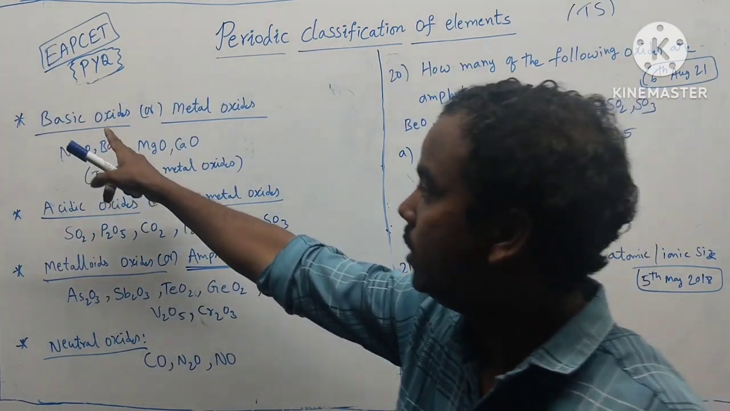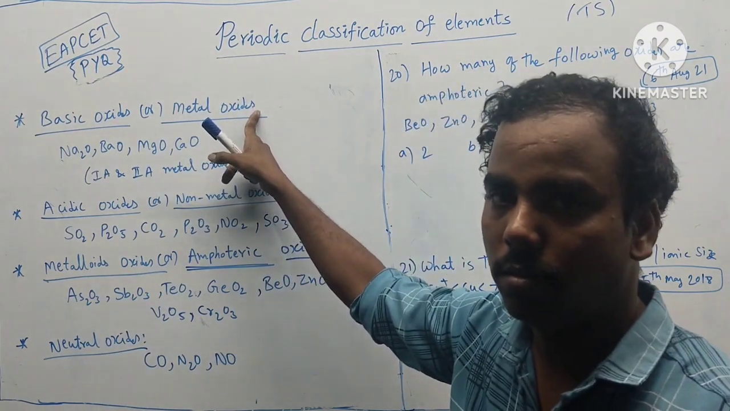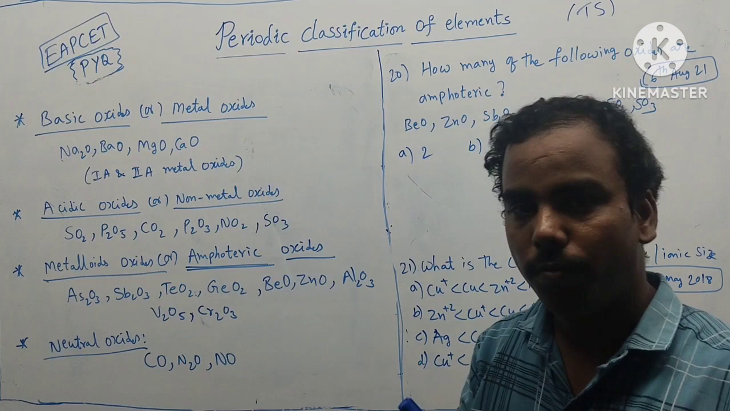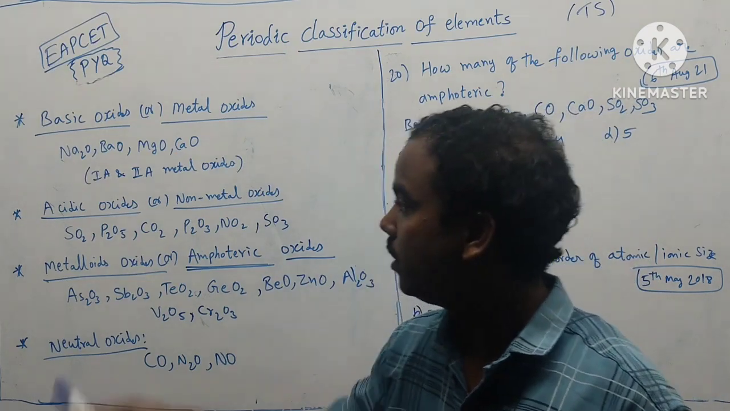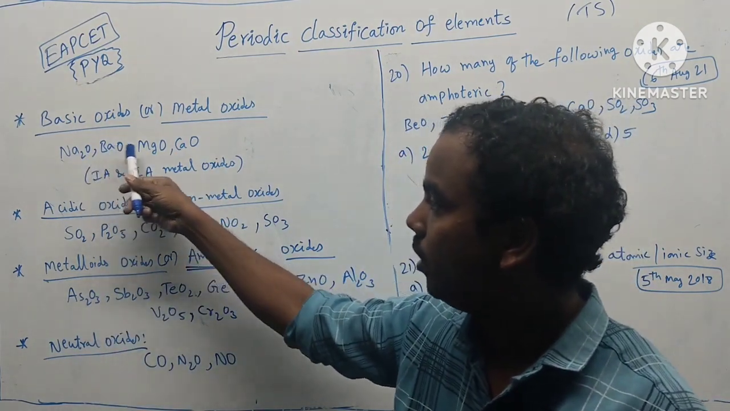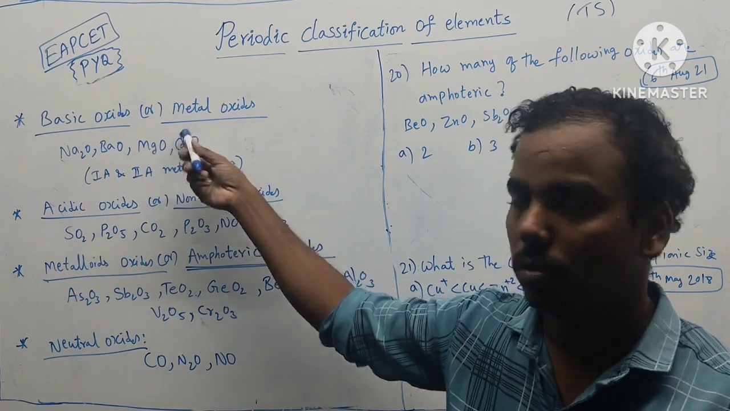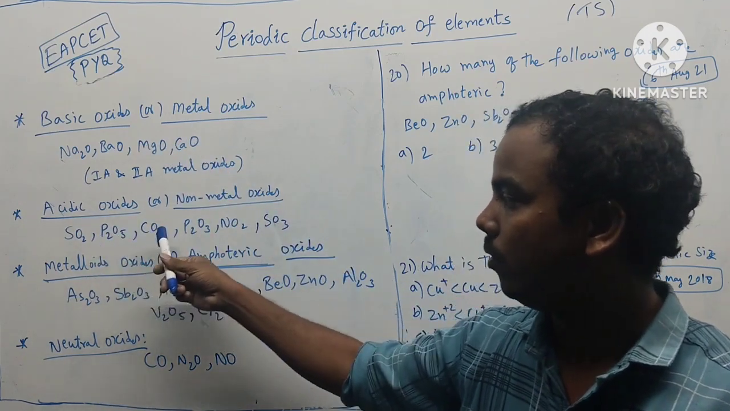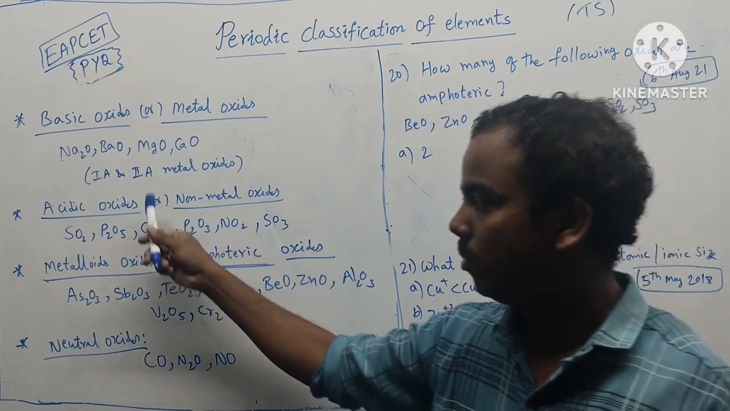Next one, basic oxides or metal oxides. Basic oxides means metal oxides are basic in nature. Maximum 1A and 2A group elements are basic in nature. So Na2O, BaO, MgO, CaO are some examples. Acidic oxides are non-metal oxides: SO2, P2O5, CO2. These are the examples of acidic.